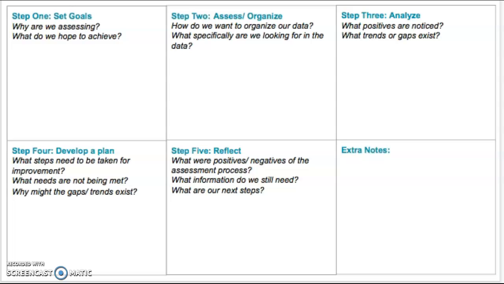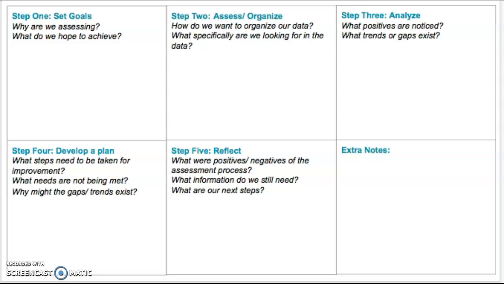Step 4, we're going to develop a plan. So what steps do we need to take to show improvement? What students' needs are not being met? And then we might also think about why these gaps or trends exist. Just really reflecting on what we do in our classrooms and what needs to be changed or done differently.